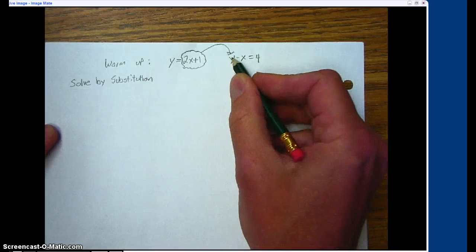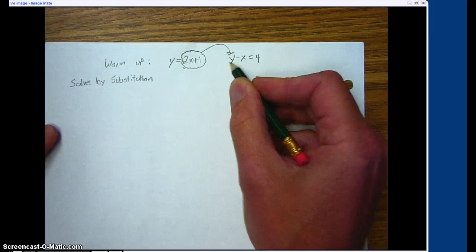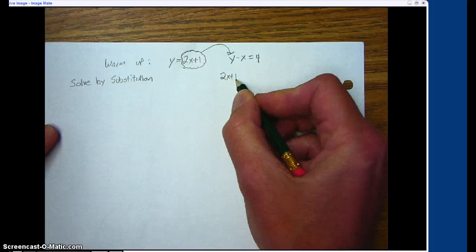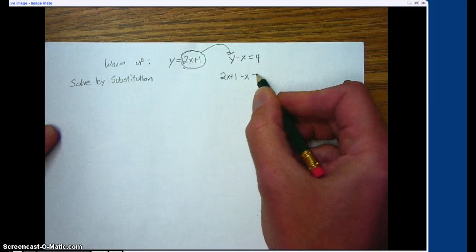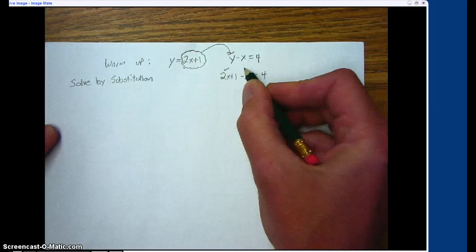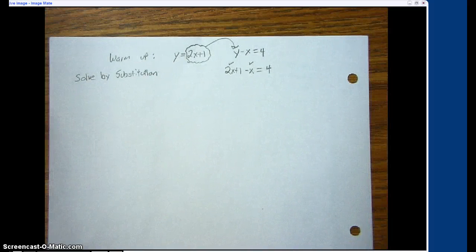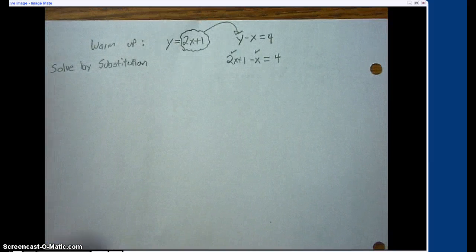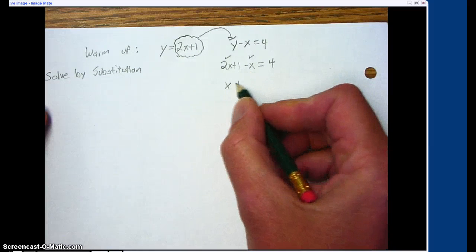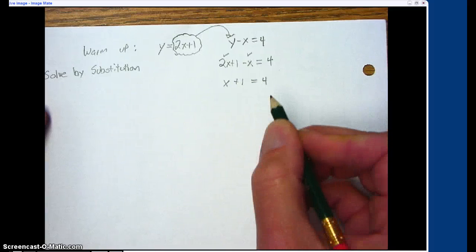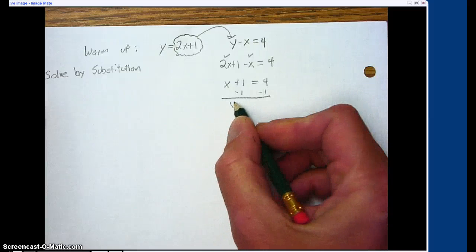So y gets replaced with? More than just one answer, please. Y gets replaced with 2x plus 1. Don't forget what? Minus x equals 4. Why am I putting a check mark above those, Henry? Good answer. 2x minus x is what? Just x plus 1 equals 4. Finish it off for me by doing what? Subtracting 1. X equals.